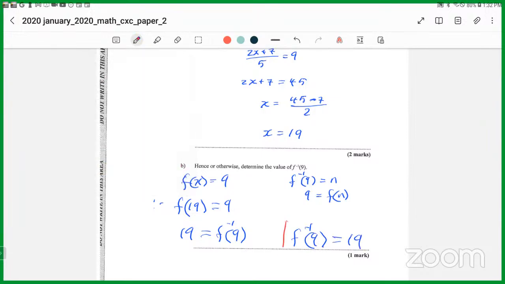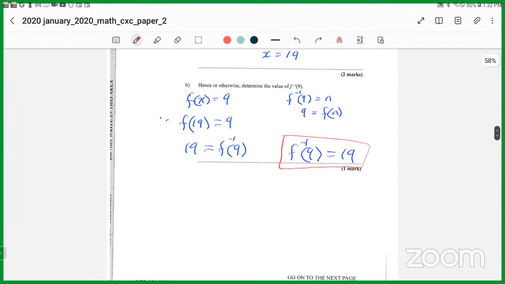There's only one mark for it because you really need to calculate using the hence method. If using the otherwise method, you're going to have to find f to the minus 1 of x first and then plug in the 9, which is just too much work for one mark.